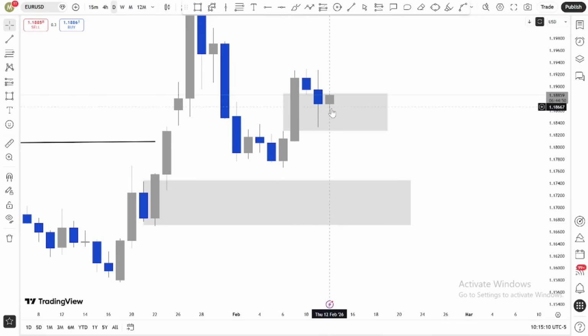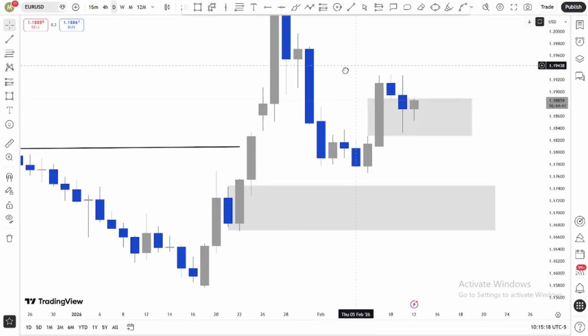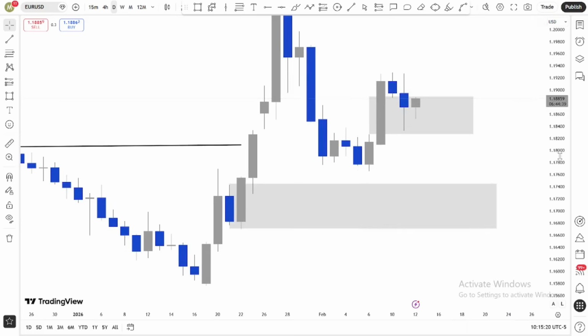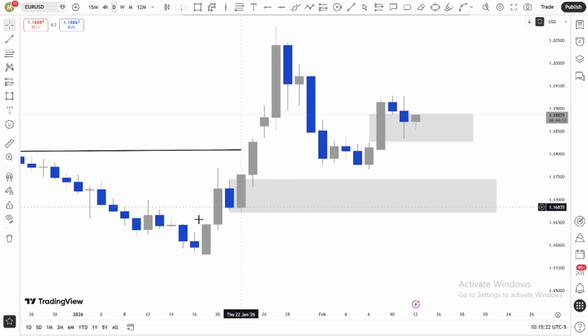I'm anticipating price, since price has traded inward to fill up this gap, to expand back to the upside, since the overall trend of the market is to the upside. You can see here, since the overall trend of the market is to the upside, this was a pullback. Price traded up, left a gap here, and traded into the gap.